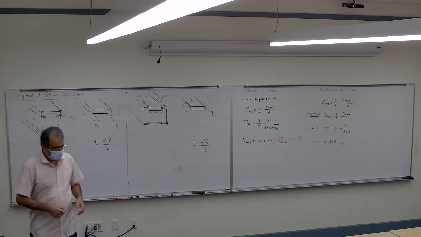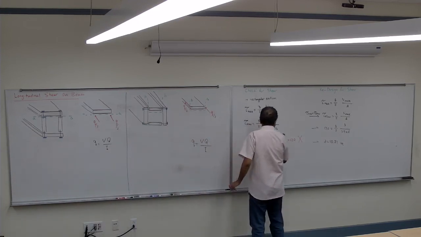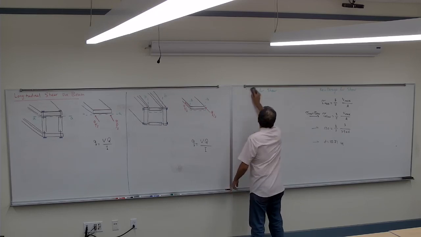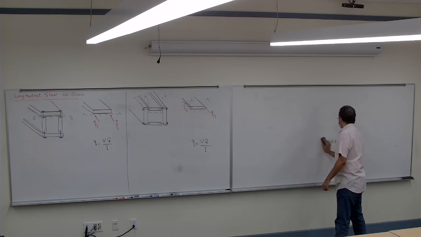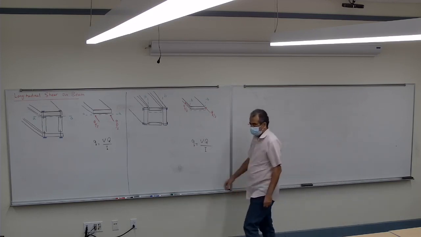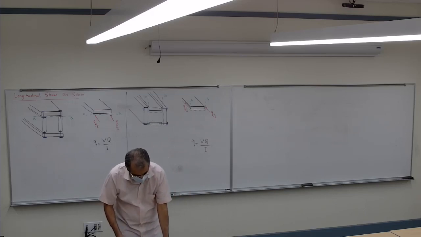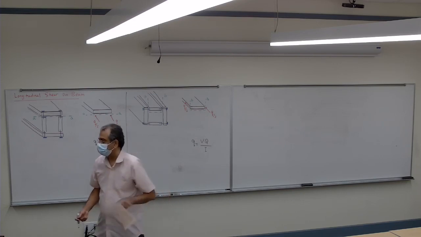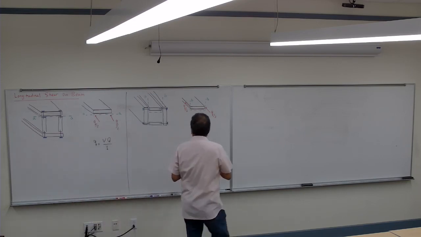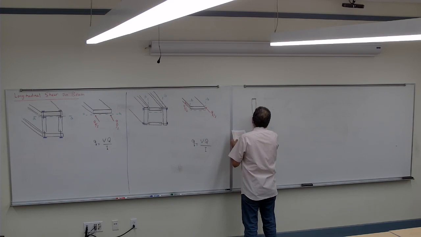So now let's look at an example. So we have a cross section that looks like the second part. So if I have a cross section like this.